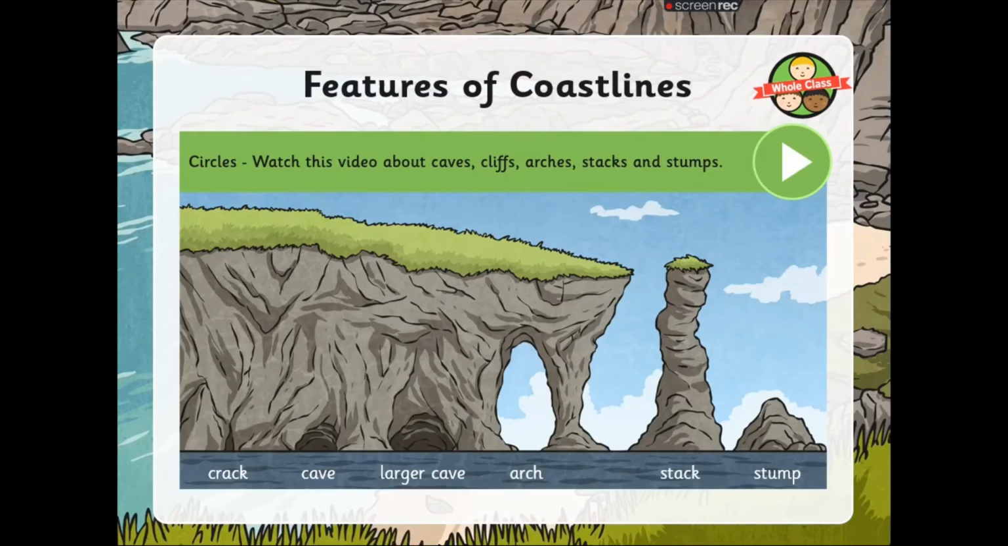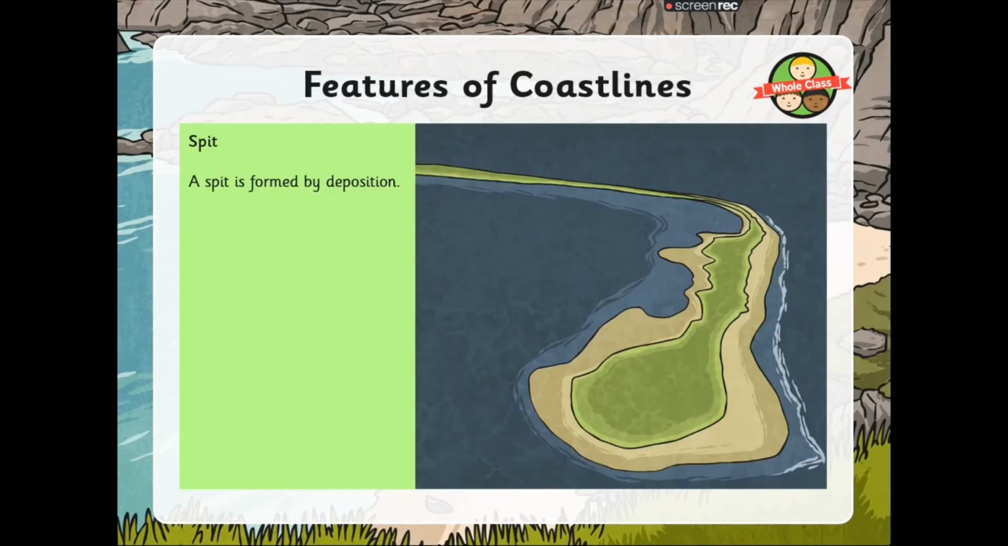So let's have a small look at one more thing, which is called a spit. Now a spit is formed by deposition. If you think back to our rivers and the units we did in there, we learned about erosion, which we're doing right now, okay? The process of water eating away at something, changing it. Deposition is the opposite. It's where waves and tidal waves will leave materials on the side, okay? Deposition means to leave. So a spit is formed by deposition.